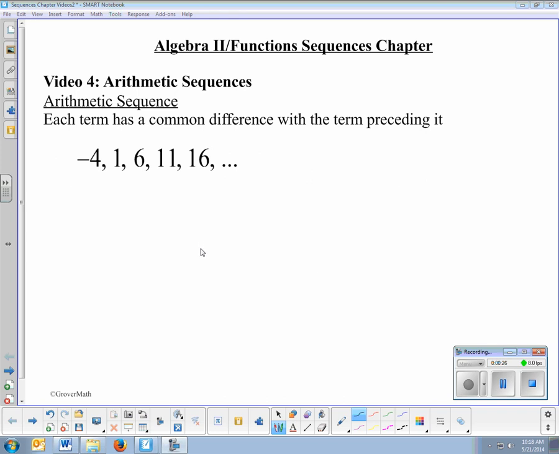And basically, what that means is to get from one number to the next number, we add or subtract a number. And then we add or subtract that same amount to get to the next one, and so on, and so on, and so on.